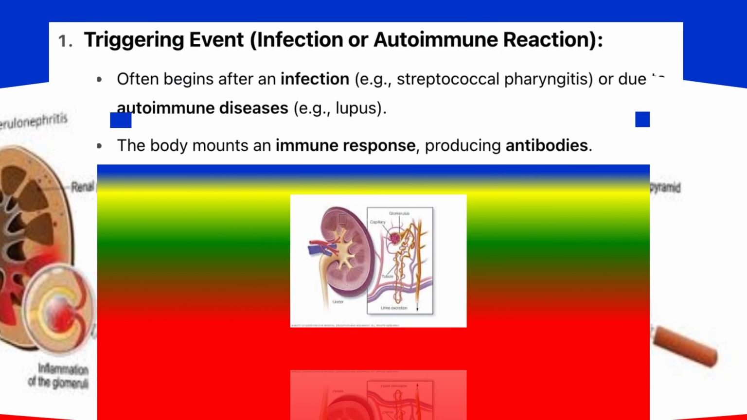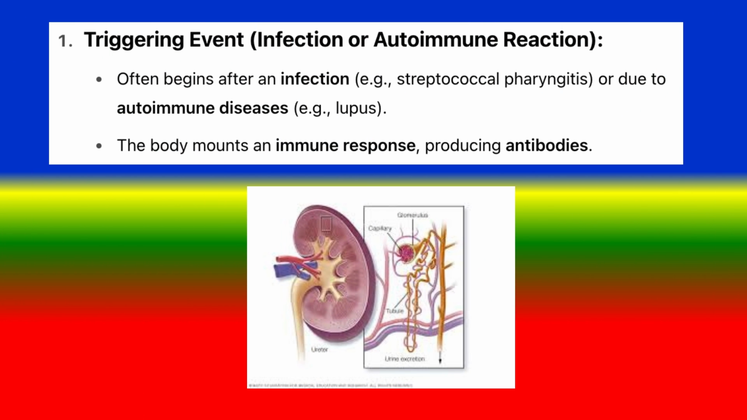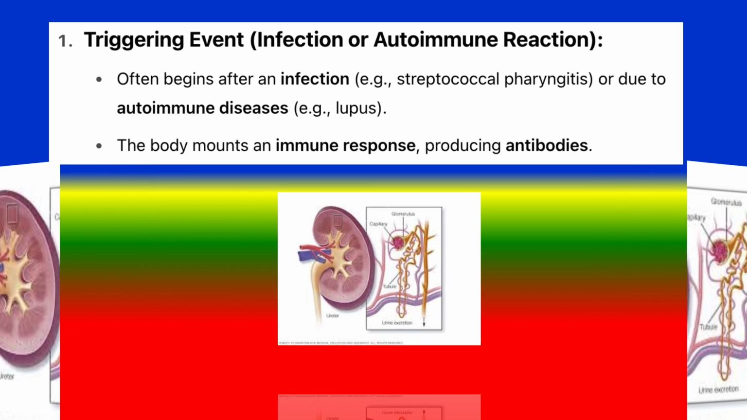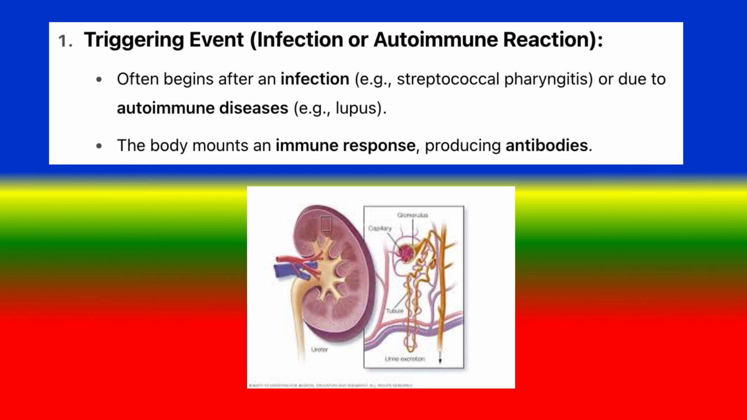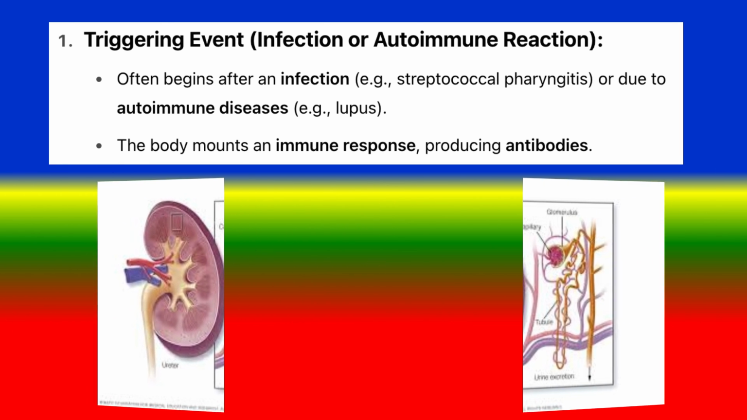Often begins after an infection, e.g. streptococcal pharyngitis, or due to autoimmune diseases, e.g. lupus. The body mounts an immune response, producing antibodies.